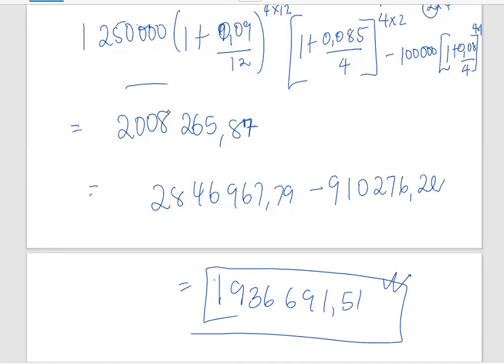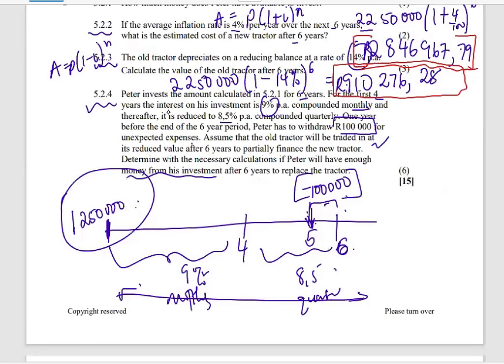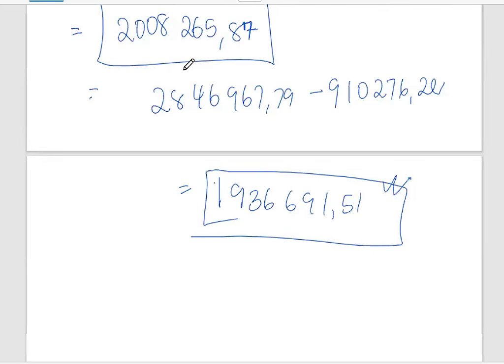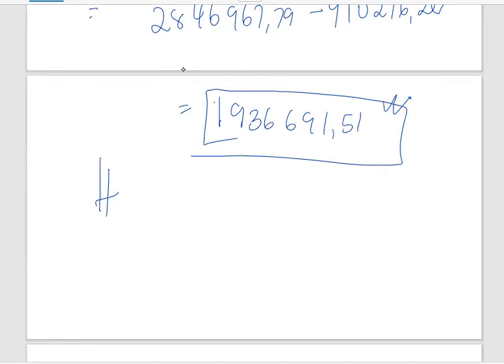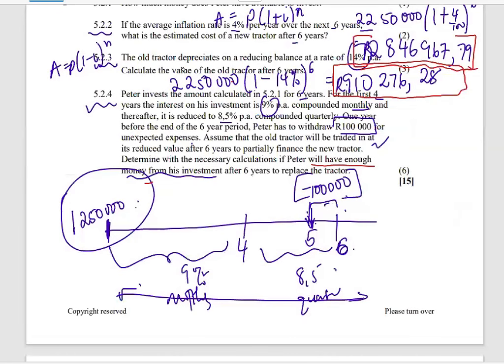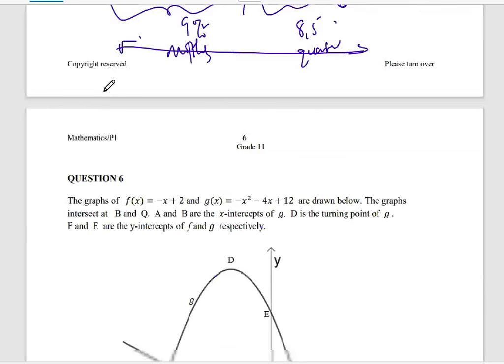But this is how much is going to be in the account. What is the question asking for? The question is asking to determine with necessary calculation if Peter will have enough money. So therefore, he will have enough money. All right, so that is how we're meant to go about the finance question.